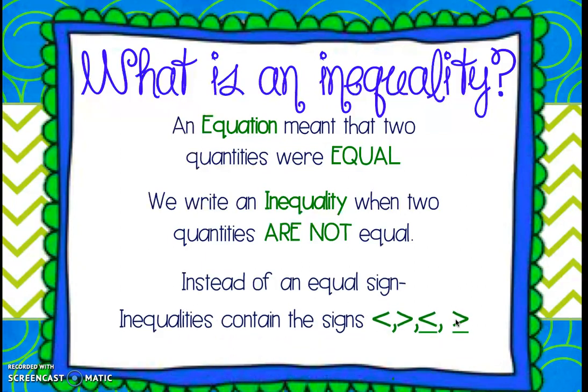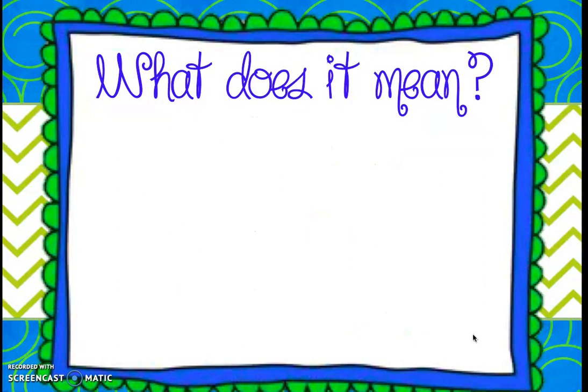And to represent an inequality, we use one of these four signs. So instead of an equal sign, inequalities contain the sign. The first one you see there, where the point is first, is less than. The next one, where the open mouth comes first, that's our greater than symbol. The last two are kind of like an inequality smushed with an equal sign. So we have a less than or equal to, and then a greater than or equal to. Just like we have translated words in the past, we can translate words that mean these symbols.